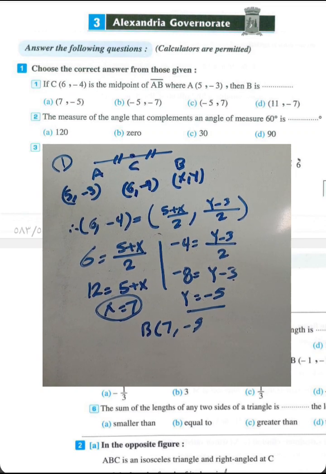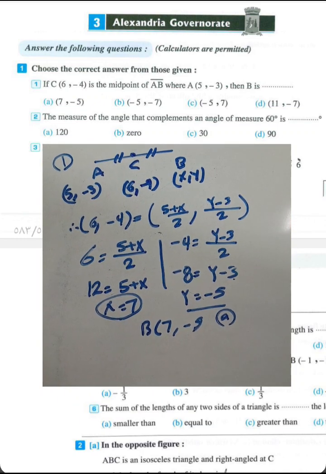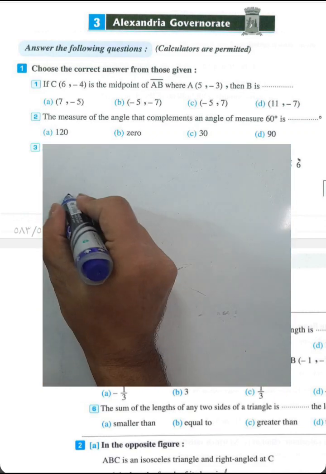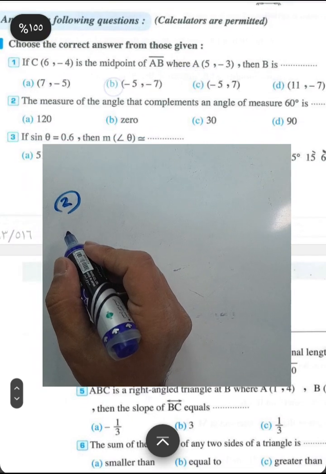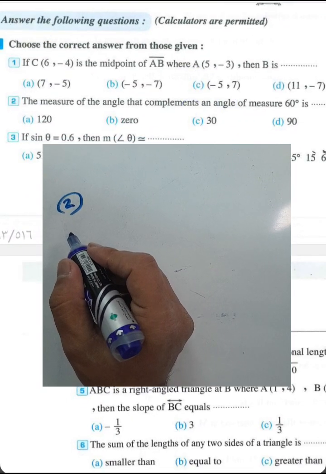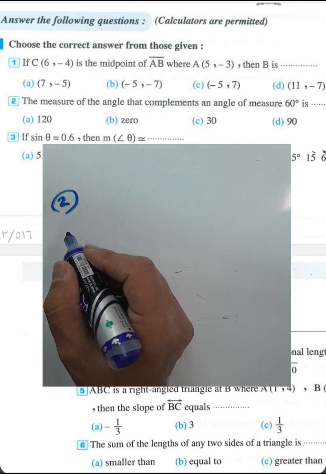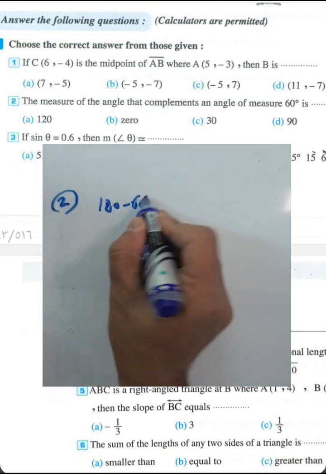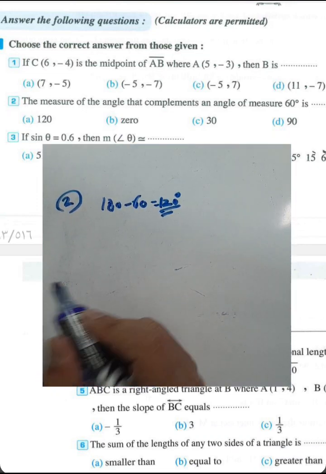Next question, choose letter what? Letter A. Question number 2. The measure of the angle complements an angle measure 60. Complement, what does it mean? The sum of two angles equals what? Complement is 180 degrees. Then 180 subtract 60 will be 120 degrees. Choose letter A.